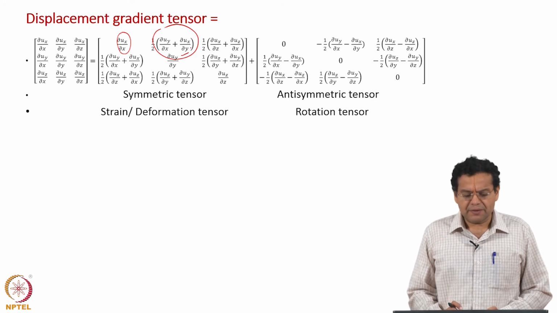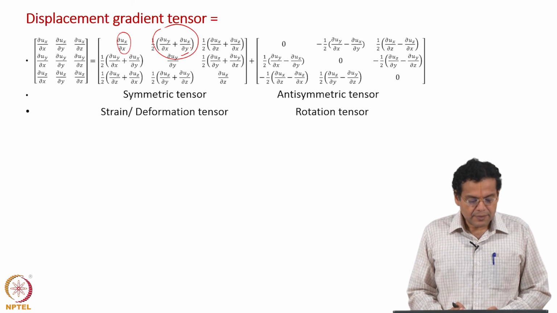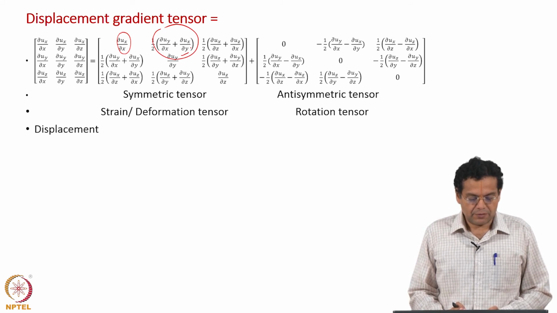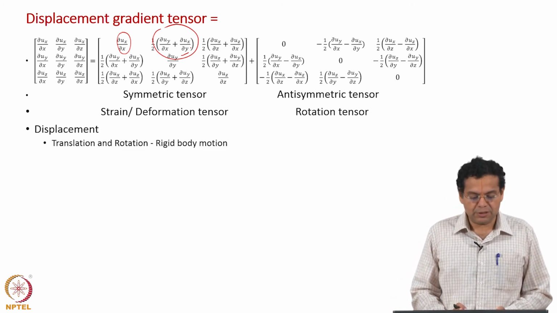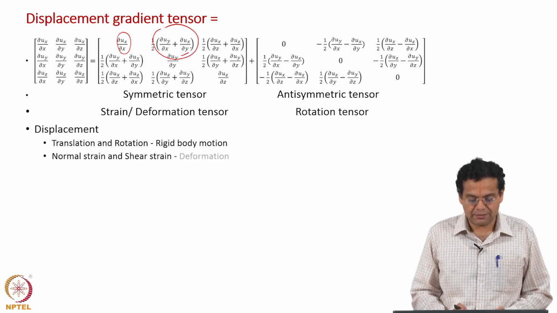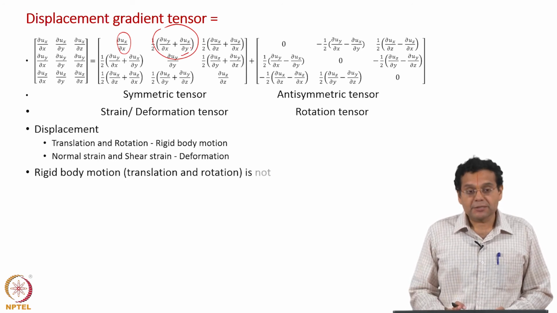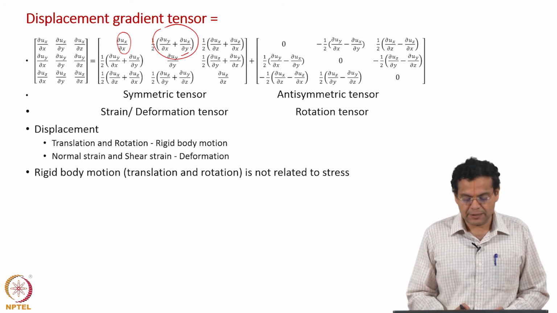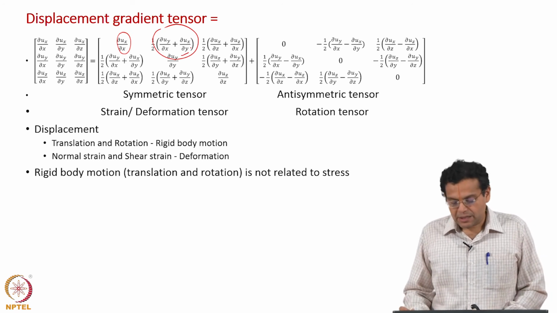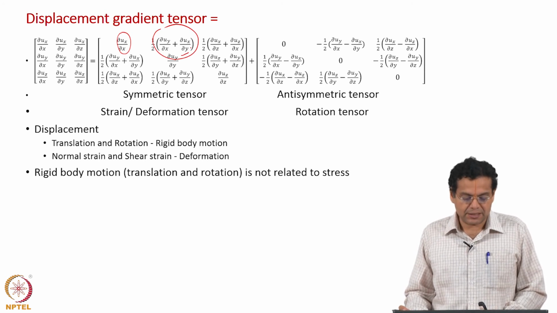You need not even discuss in terms of tensor, just understand in terms of matrix, easy for understanding. And of course, we said displacement as translation and rotation, rigid body motion, this kind of summarizes what we have been telling so far. Displacement because of translation and rotation, which is rigid body motion, and normal and shear strain, which is deformation. Now, kept as a kind of suspense, why did we really split into two parts? That will be answered now.